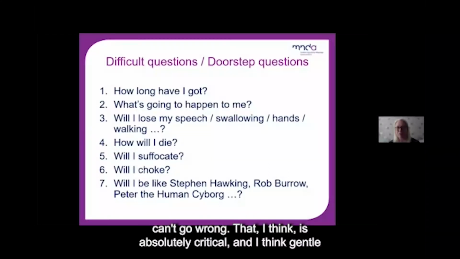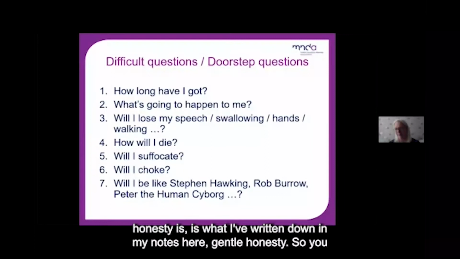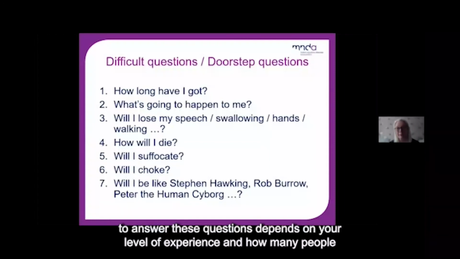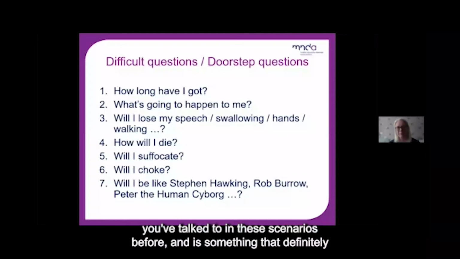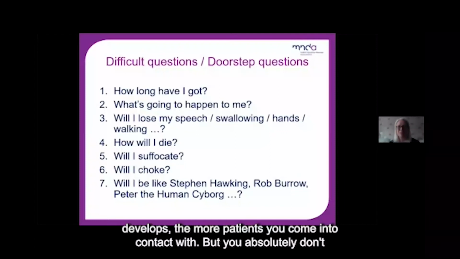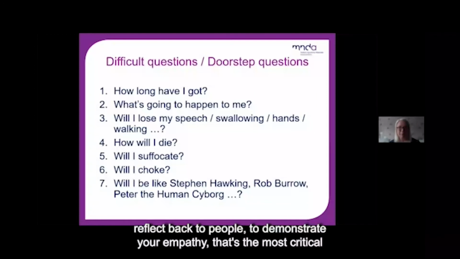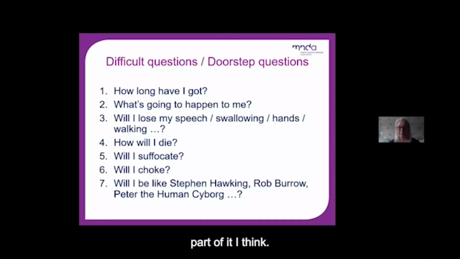And I think gentle honesty is what I've written down in my notes here, gentle honesty. You don't need to have all of the answers. The extent to which you feel able to answer these questions probably depends on your level of experience and how many people you've talked to in these scenarios before, and it definitely develops the more patients you come into contact with. But you absolutely don't have to have all of the answers. It is providing that safe space to talk and to reflect back to people, to demonstrate your empathy, that's the most critical part of it, I think.